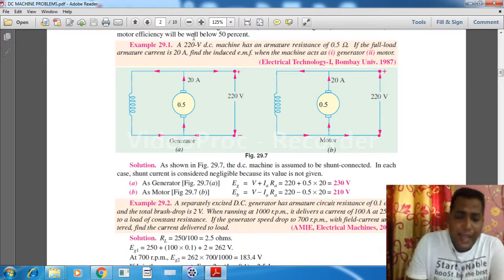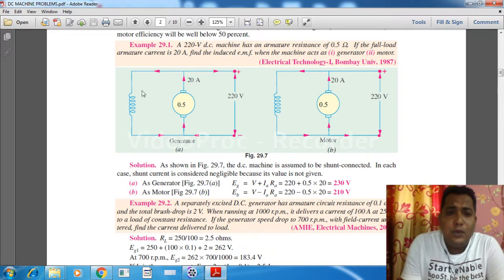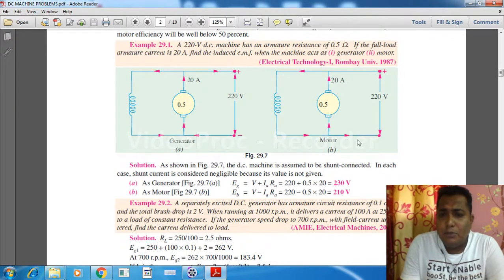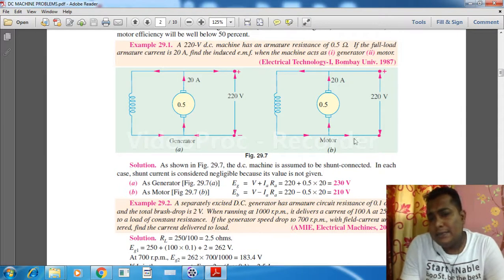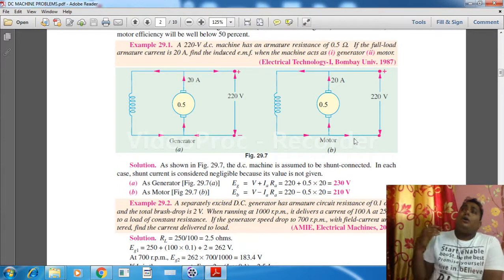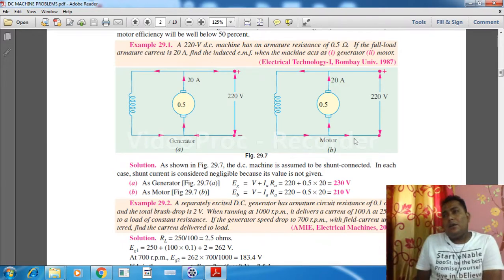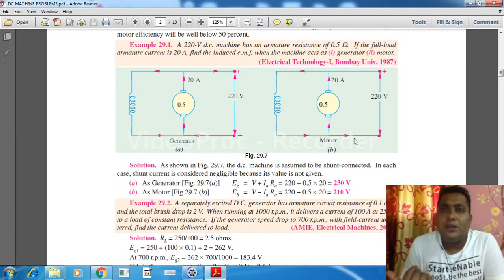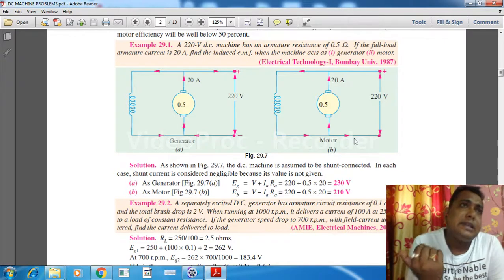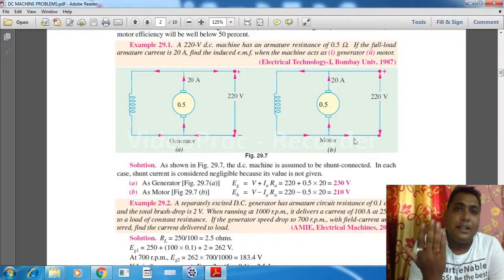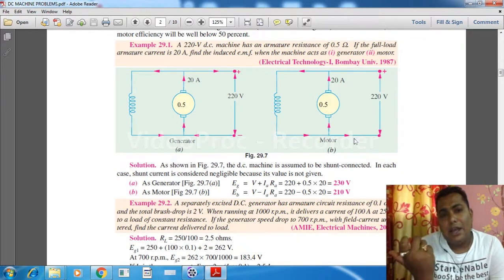Here, follow my pointer, two diagrams we can see. Very interesting thing. This is a generator diagram and this is a motor diagram. On the left hand side there is a generator and on the right hand side there is a motor. Now how do we proceed? When we are thinking about a generator, in the generator we are giving mechanical input and we are getting electrical output, correct?